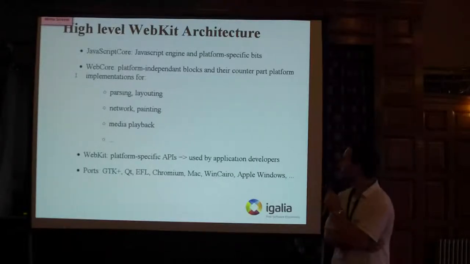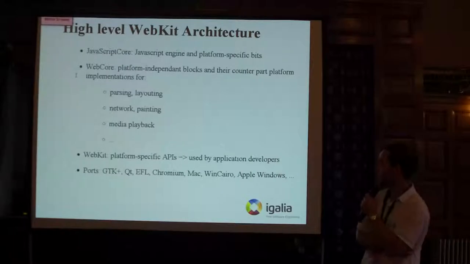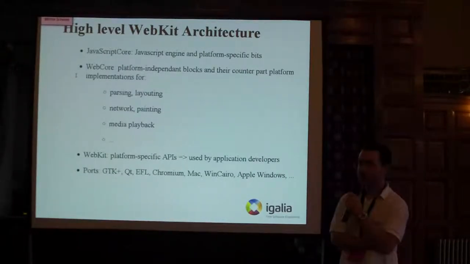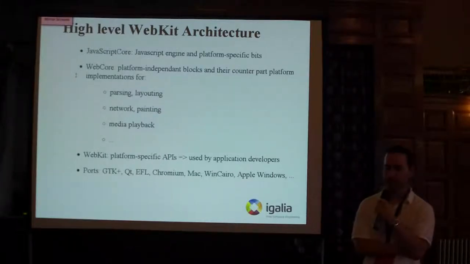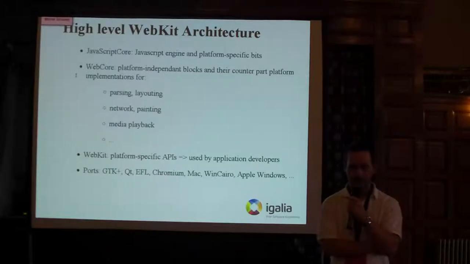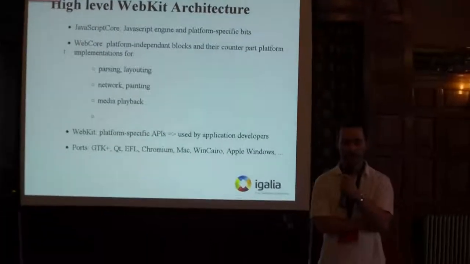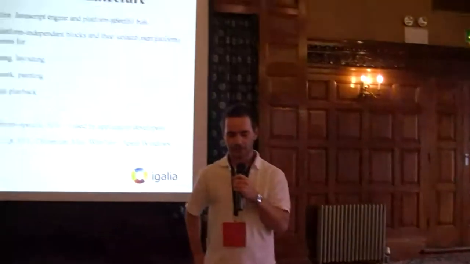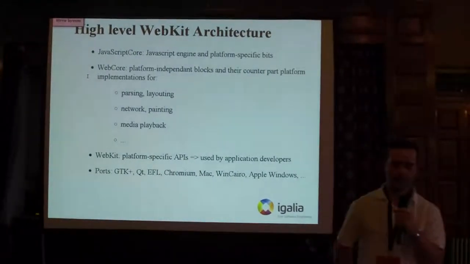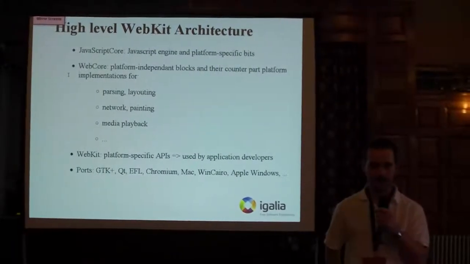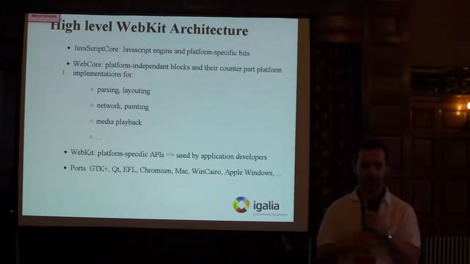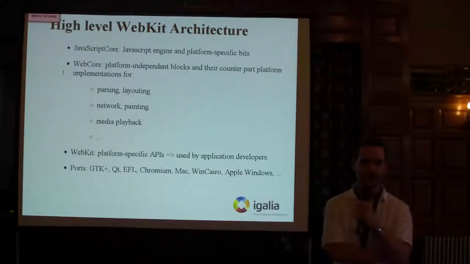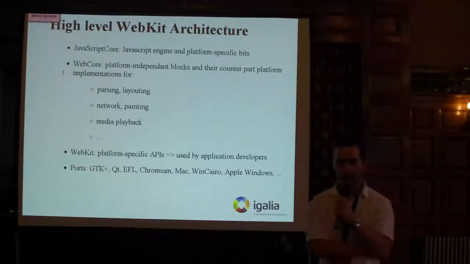The high level of WebKit basically consists of three parts. First, there is JavaScriptCore, the JavaScript engine, which also contains some platform-specific things like a string class. Then there is WebCore, which is the biggest part. It contains a lot of blocks for parsing, network communication, layout, and media playback, for instance. And then on the higher level, there is WebKit, which is basically a set of platform-specific APIs that are used by application developers. So if you are a developer, you will basically use these APIs.